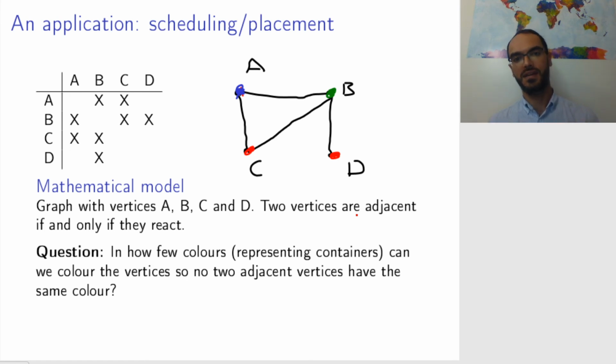And this is quite handy when you have more than 4 chemicals. So then it's convenient to have the machinery of graph theory that will help you. For example, if you know that the graph you get is planar, even if you have thousands of chemicals, you know that 6 containers will be enough. Actually 5, and by the 4-color theorem, 4. So it's quite nifty.